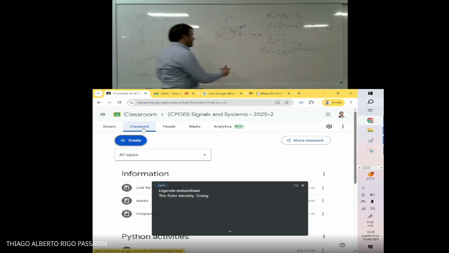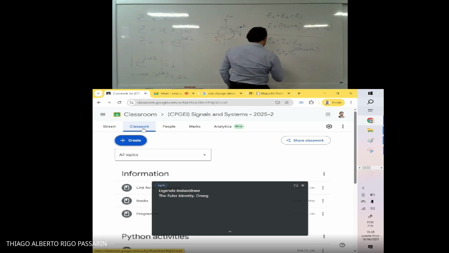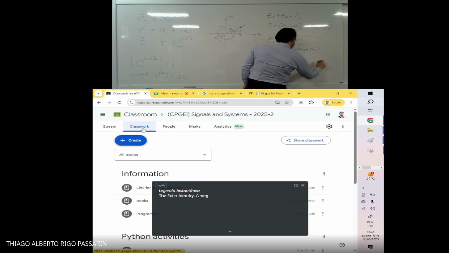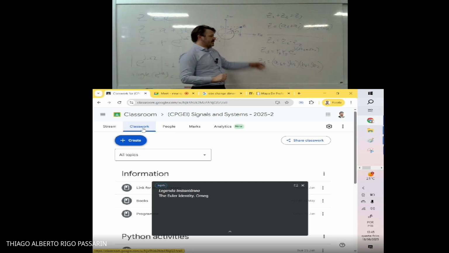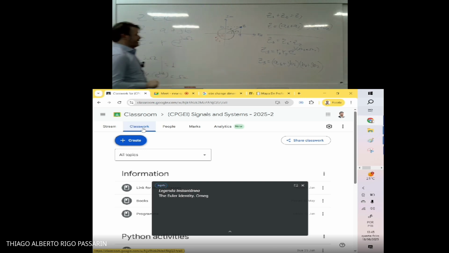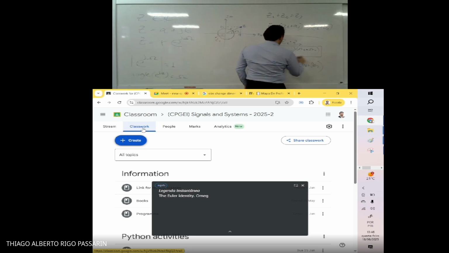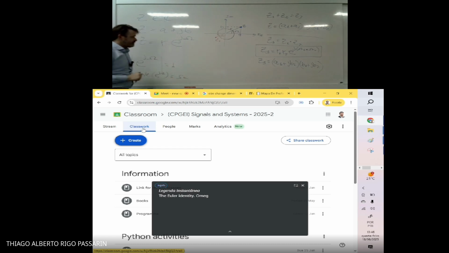Of course, we could do this. Z3 equals A1 plus JB1 times A2 plus JB2. Then we distribute things. We proceed with the multiplication. We get the same result, but this is easier and faster. So the important point here is that when we multiply complex numbers, we sum the angles and we multiply the radii.